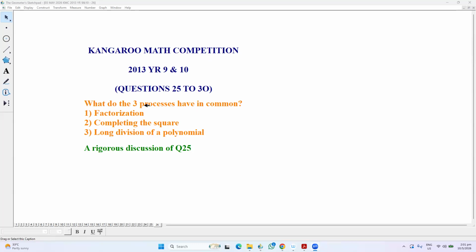What do the three processes have in common? Factorization, completing the square, and long division. And then a special rigorous discussion, meaning a very detailed discussion on question 25. Okay, let's begin.